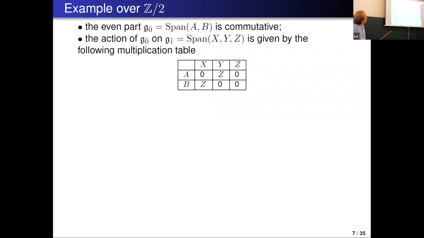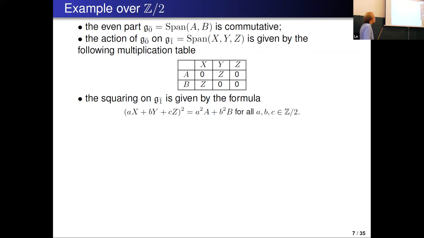So let us consider some superalgebra, not even over a field, over F_2. And it's constructed as follows. The even part is just a commutative algebra. The odd part is its module with the following multiplication table. And squaring is given as a quadratic form. And let's try to plug this data into our formula.